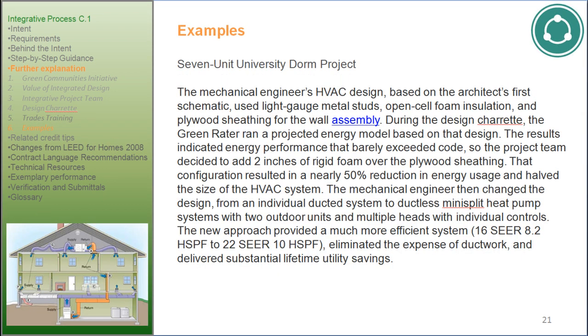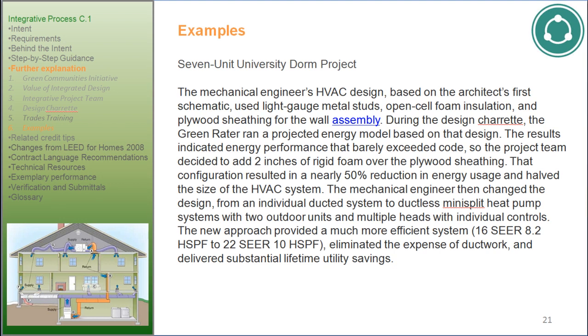Further explanation examples. A 7-unit university dorm project. The mechanical engineer's HVAC design, based on the architect's first schematic, used light gauge metal studs, open cell foam insulation, and plywood sheeting for the wall assembly. During the design charrette, the Green Rater ran a projected energy model based on that design. The results indicated energy performance that barely exceeded code, so the project team decided to add 2 inches of rigid foam over the plywood sheeting. That configuration resulted in a nearly 50% reduction in energy usage and half the size of the HVAC system.